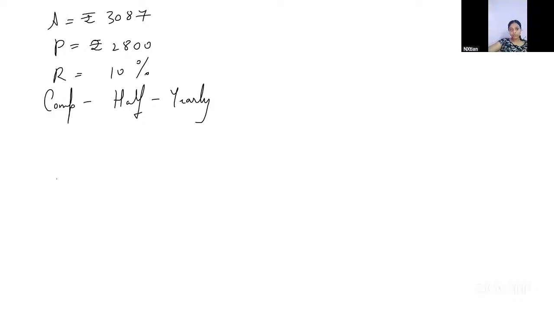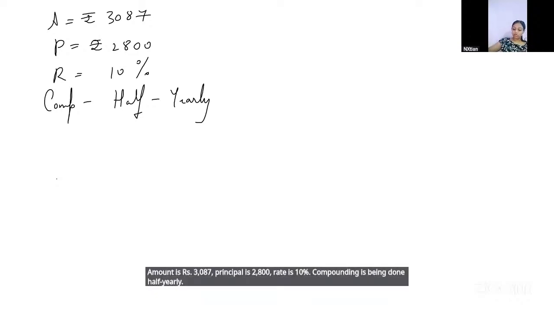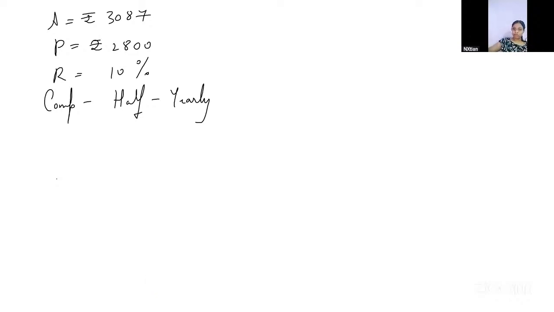Amount is rupees 3,087. Principal is 2,800. Rate is 10%. Compounding is being done half yearly. Solve this and find out.